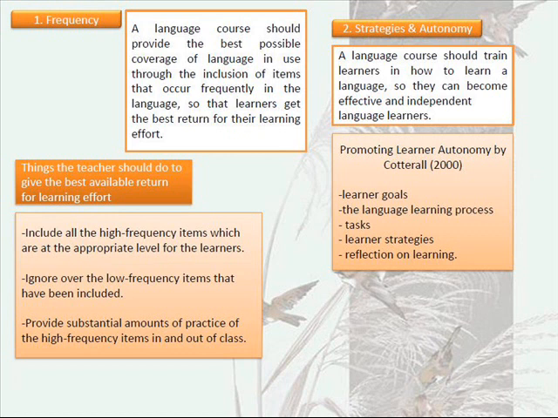The second one, we have strategies and autonomy. A language course should train learners in how to learn a language so they can become effective and independent language learners. Here are the ways of promoting learner autonomy by Cottrell in 2000: learning goals, the language learning process, tasks, learner strategies, and also reflection on learning.